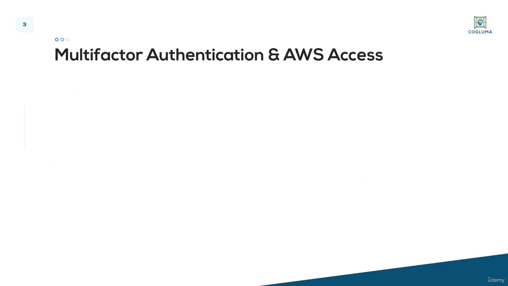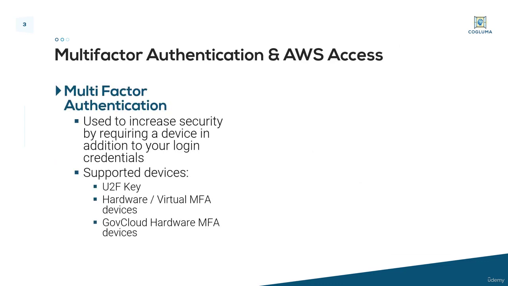All right, MFA. This is used to increase security by combining a device that we have in our possession with the password that we already know. For AWS, the supported devices are the U2F key, the hardware and virtual MFA devices. Remember, for this class, we use the virtual MFA device in our example. And then there's also GovCloud hardware MFA devices specific to GovCloud.